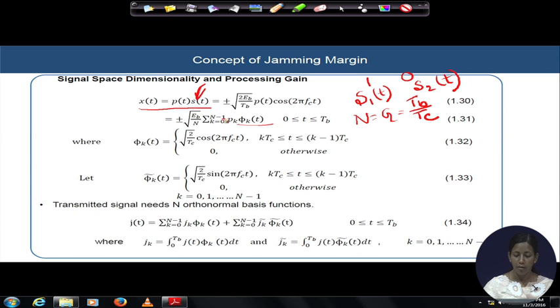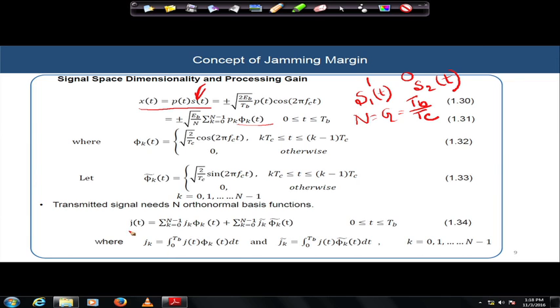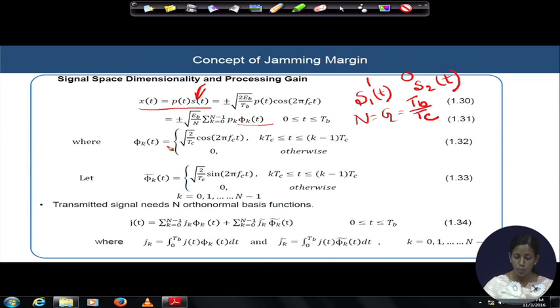Because of spreading, you require a capital N number of orthonormal basis functions to represent x(t) in the signal space. Come back to the jamming. For the jamming signal j(t), the jammer will jam me on both the in-phase and the quadrature phase. So the jamming signal will be j_k phi_k(t) plus j tilde phi_k tilde(t), and in both situations we can recompute the value of this j_k by this expression.